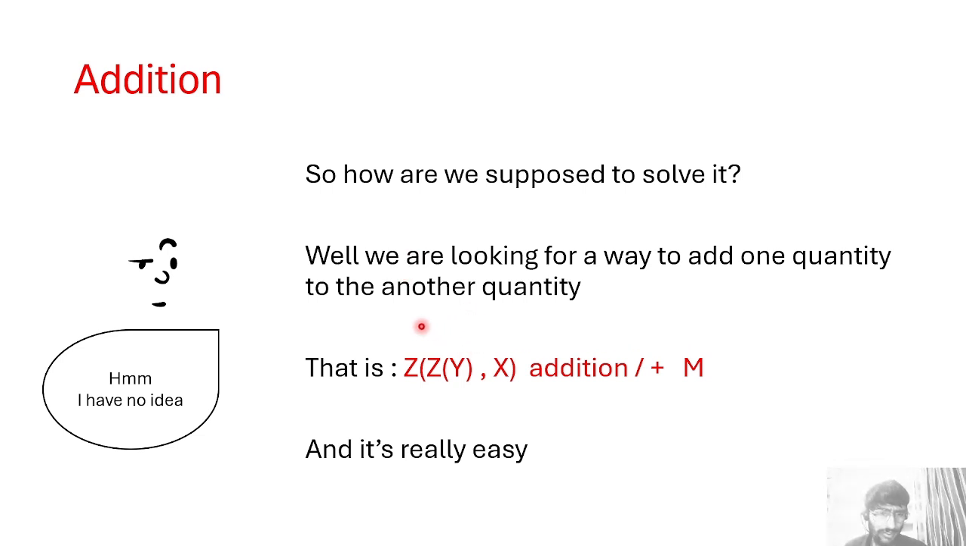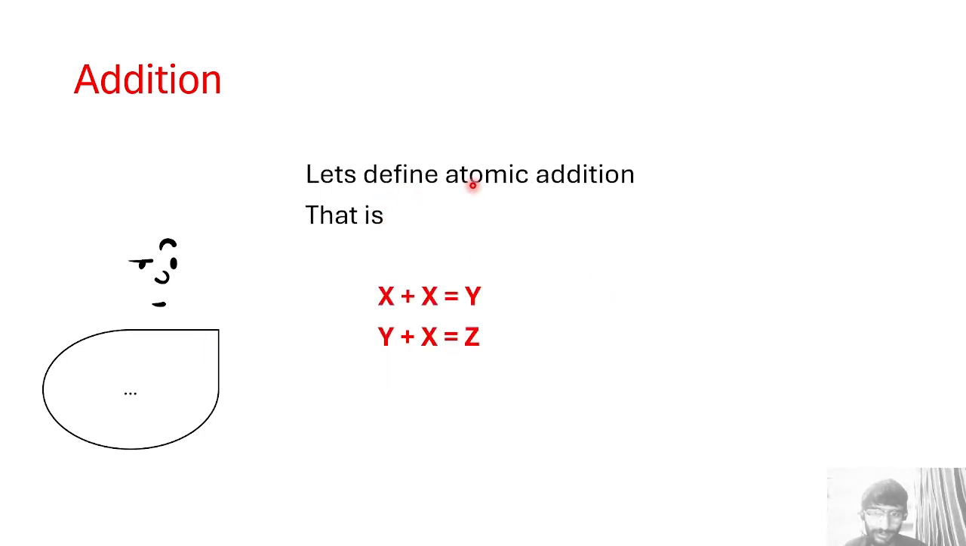Well, Frank has no idea, but we do. So for example, first we need to define something called atomic addition. That is, if you add an x quantity with x quantity, you will get a y quantity, and that's true. If you have one object, another object, you will have two objects, and 2 is represented by y. And if you have y object and x object, then you will have three objects in return represented by g. Clearly, the notion of counting that we know, Frank doesn't know.